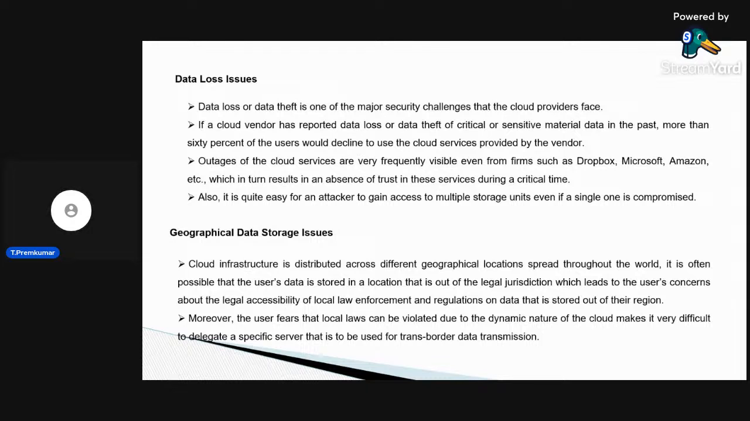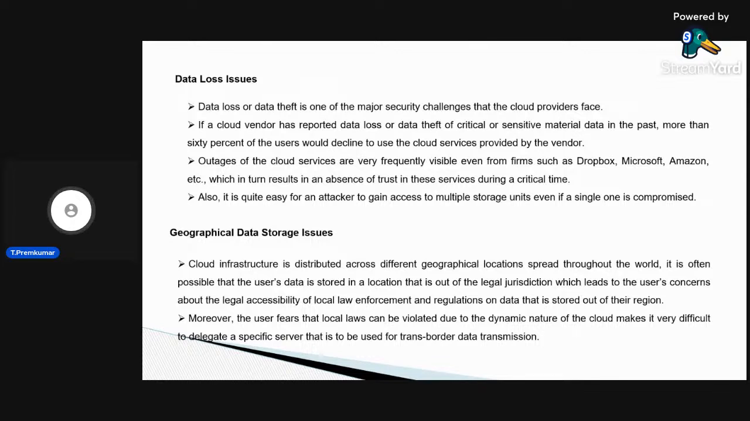Then the next one is the geographical data storage issues. In this case, data is distributed across different geographical locations spread throughout the world. It is often possible that the user's data is stored in a location that is outside their legal jurisdiction, which leads to the user's concerns about the legal accessibility of local law enforcement and regulations on data that is stored outside their regions.